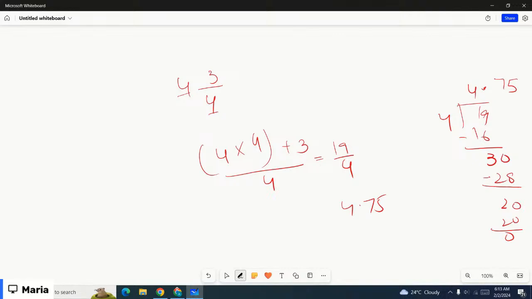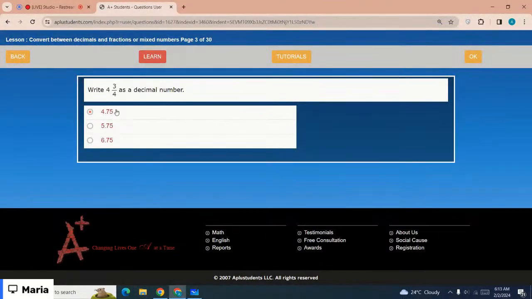The correct option is 4.75, right? Option number 1 is the correct option, 4.75 it is.